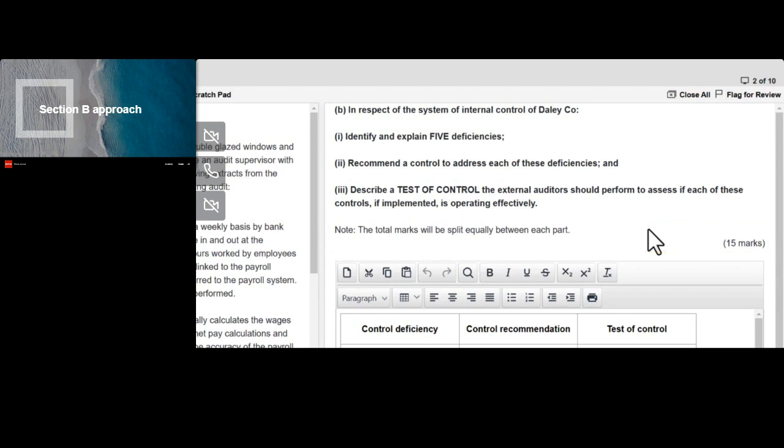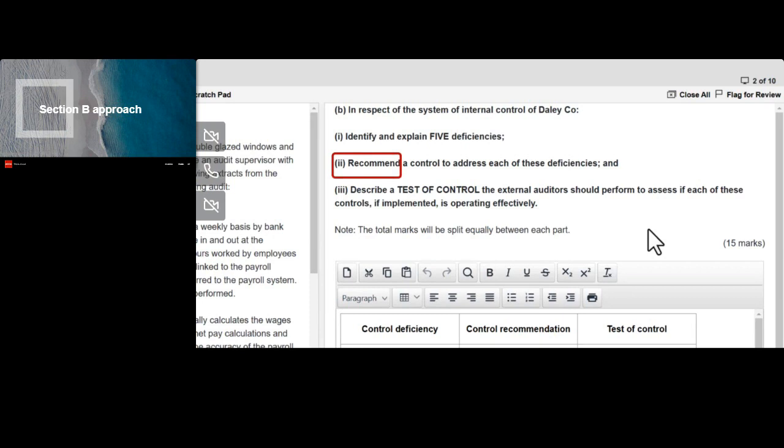The next step is to look at those verbs. They help you plan how much you need to write. In dotty 1, we've got identify and explain deficiencies. So there's 2 things needed, which will give you half a mark to identify and then another half a mark to explain the impact that that would have on the client. Ideally, a 2-sentence approach.